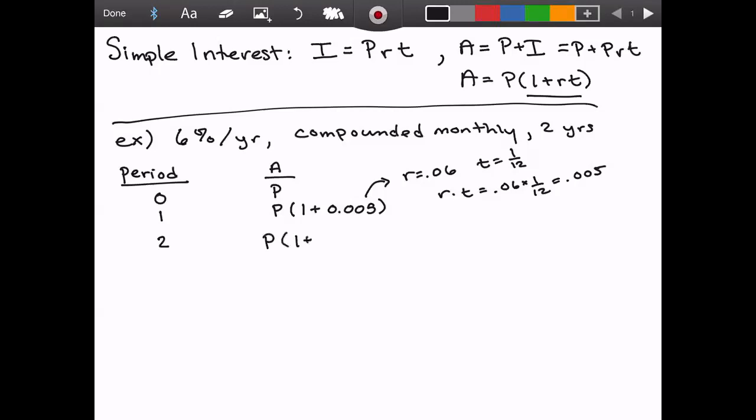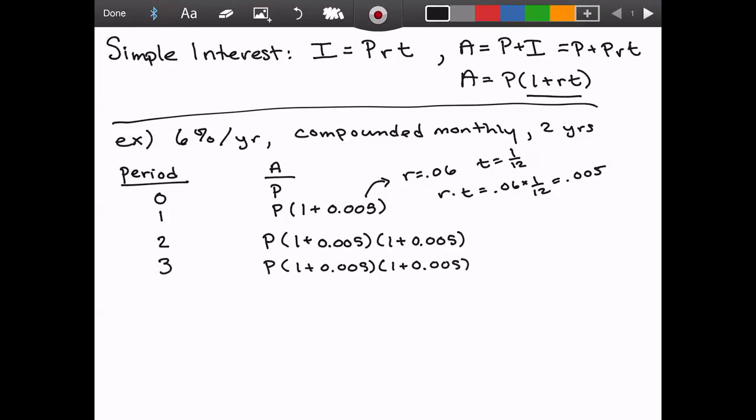Okay, at the end of the second month, you're going to have what you had from the previous month, which was that 1 plus 0.005, but you're also going to earn interest on that. So you're going to have another 0.5% interest on that at the end of the month. At the end of the third month, it would be the same thing. You're going to have what you had at the end of the second month.